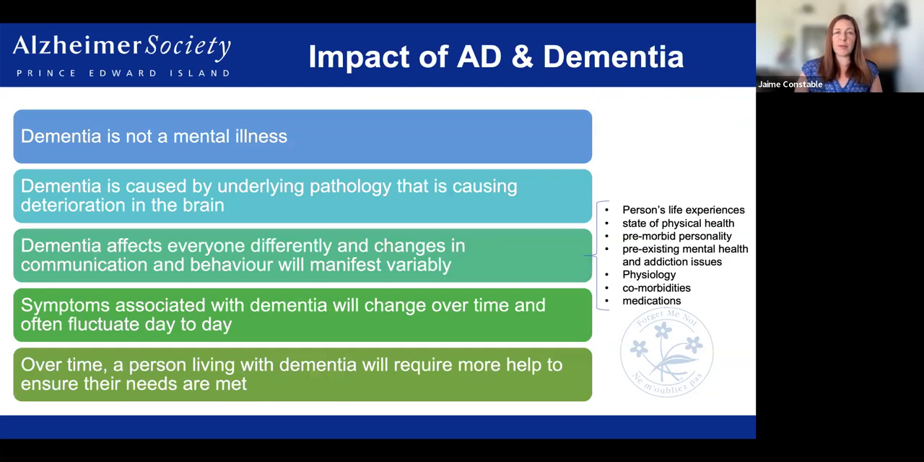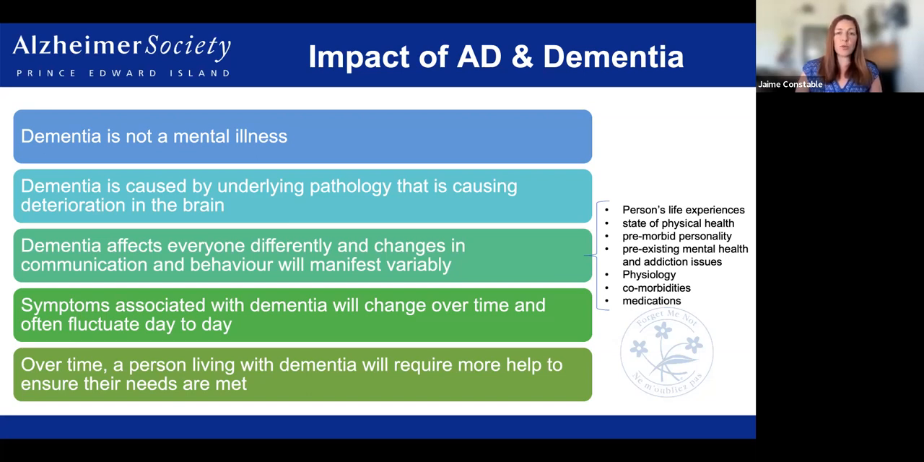Some things to think about as well when we talk about dementia. It's important to note that dementia itself is not a mental illness. It's caused by an underlying pathology in the brain that causes the brain to deteriorate over time. As the brain deteriorates, the person's ability to function changes, and you can also have changes in communication and behaviors that are exhibited due to that deterioration. Because dementia affects everyone differently, how those changes manifest will be very variable, and we'll talk about some of the things that contribute to that.